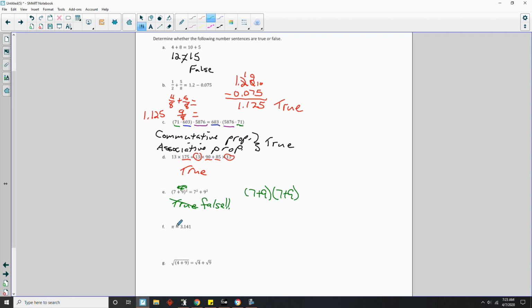Okay, F, pi equals 3.141. Okay, that is false. I can't use the equal sign. It's an approximation because pi is irrational. Okay, so that's false. And the square root of 4 plus 9 equals the square root of 4 plus the square root of 9. Well, the square root of 4 plus 9 is the square root of 13. And they're saying that that equals 2 plus 3. Because the square root of 4 is 2 and the square root of 9 is 3. And the square root of 13 does not equal 5. Okay, the square root of 25 equals 5. So this is false.